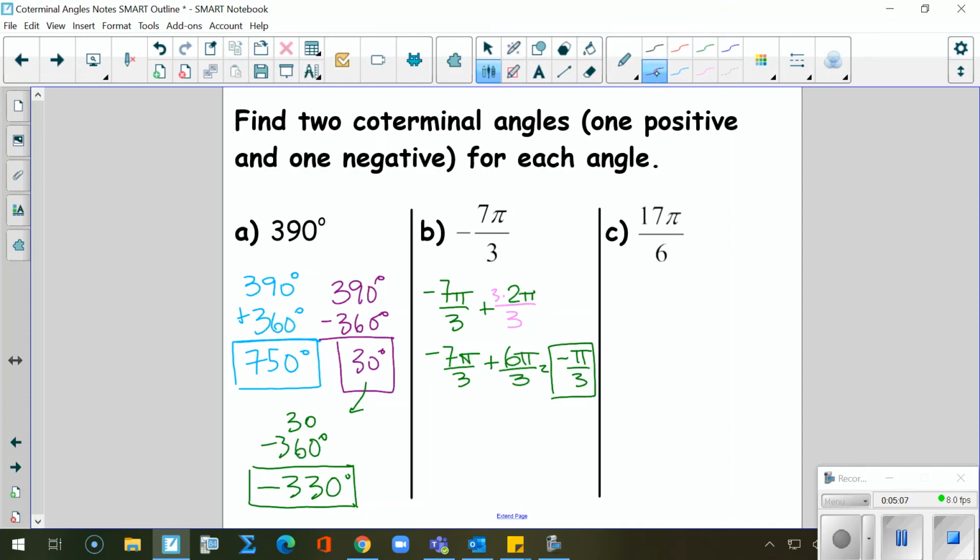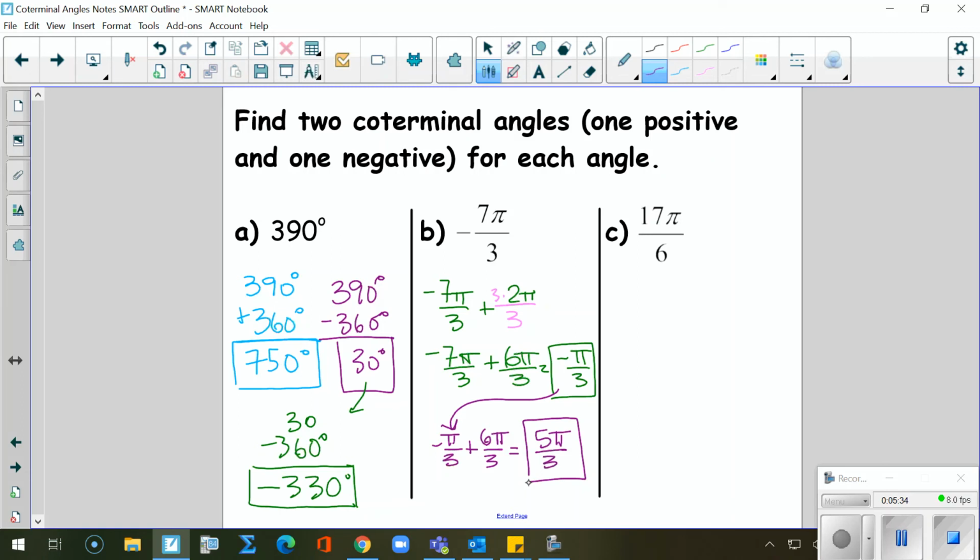Let's pick up where we left off and add 2 pi again. And we've already established that 2 pi is the same as 6 pi over 3, so that we have a common denominator. And now we have a positive coterminal angle. We were asked to get one positive and one negative.